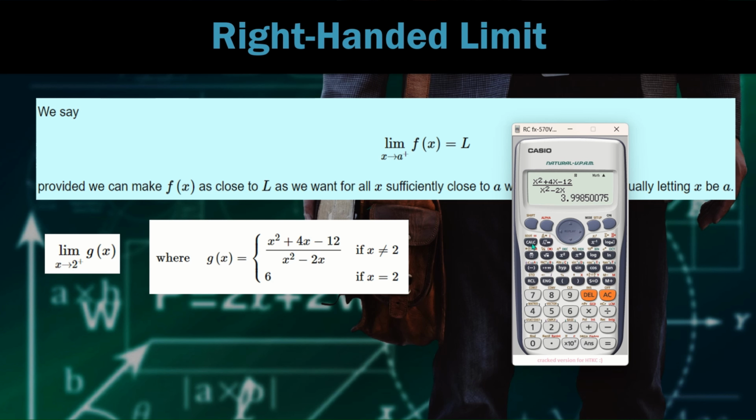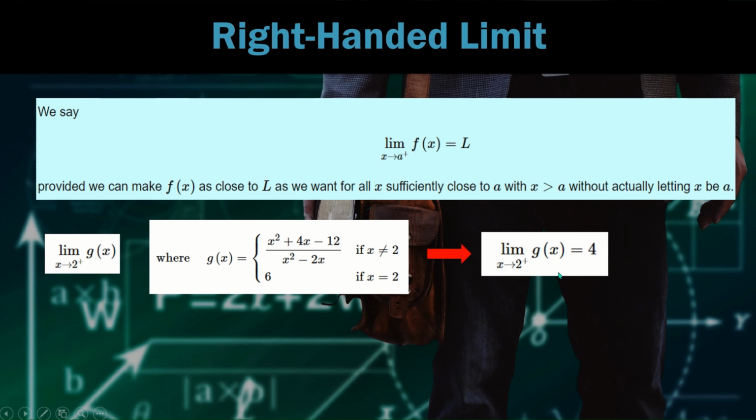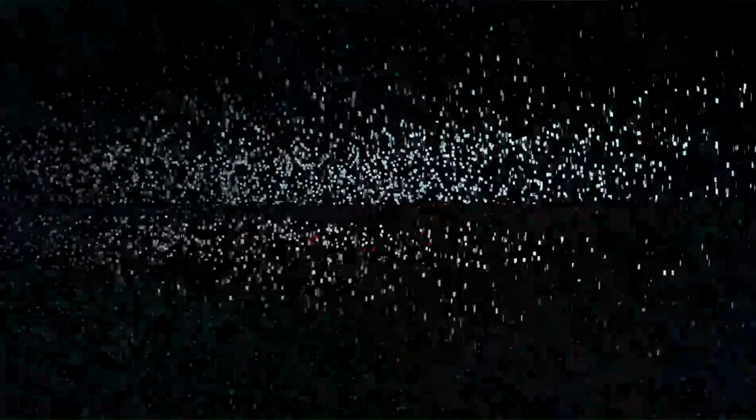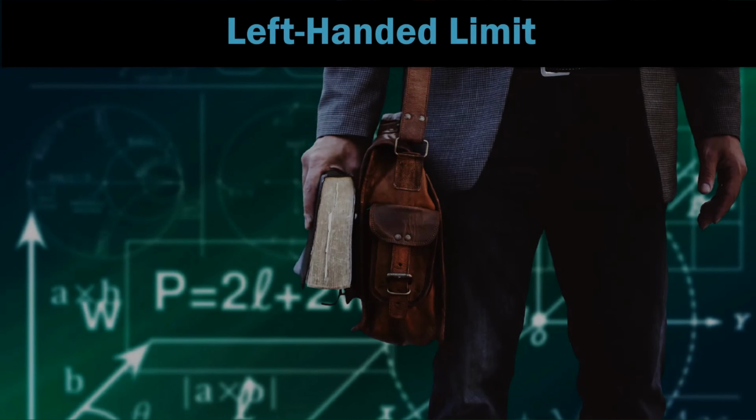The closer we get to 2, the more your calculator will provide you the limit of that function. So in this case, therefore, the limit of the function g of x as x approaches 2 is actually equal to 4. Okay, gets ba? Alright, so let's look now at the other type of limit, the left-handed limit.